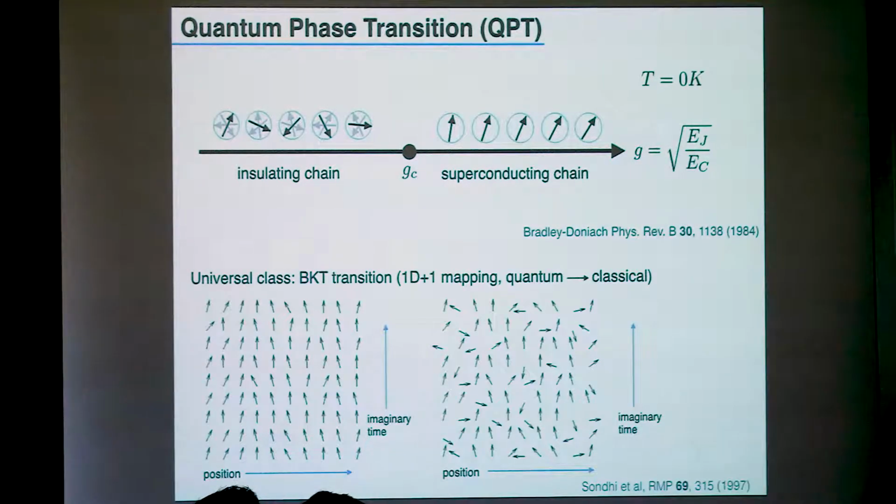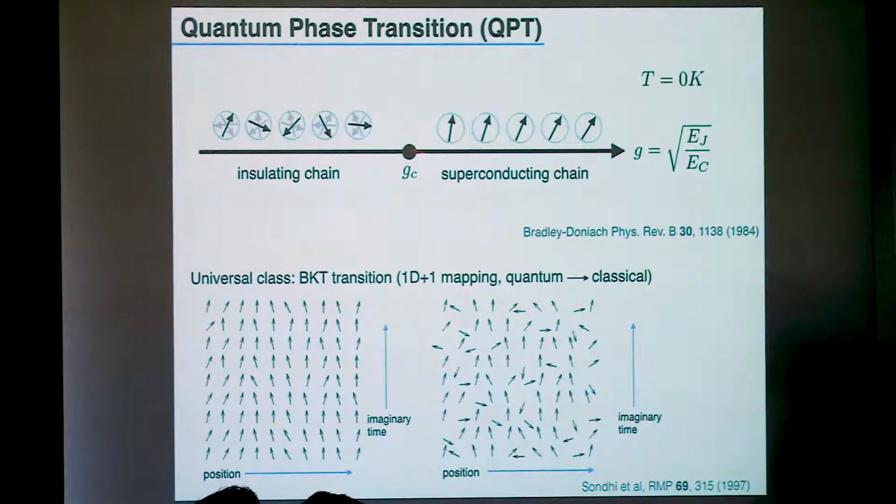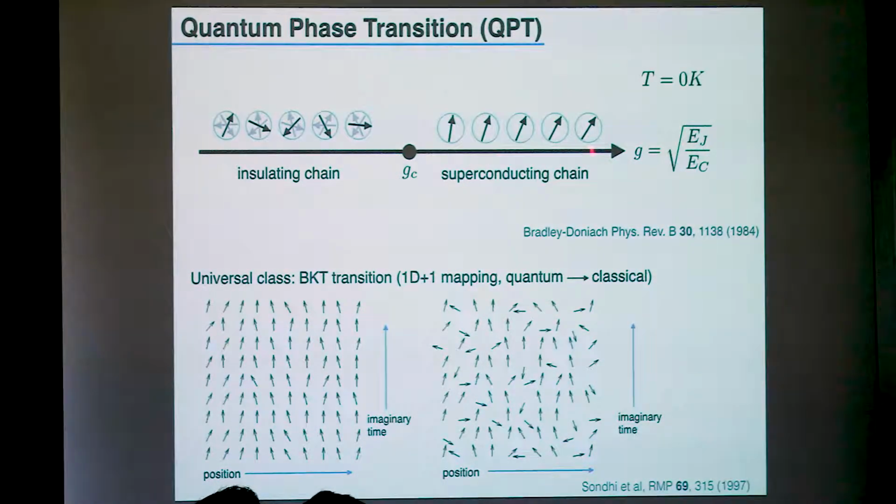Now, this is just to give a more broad context. Indeed, you can characterize this quantum phase transition as a BKT transition by using this theory, which we call the mapping from 1D plus 1 to the classical. In the sense, if you have a quantum one-dimensional system, you can put another axis here corresponding to the imaginary time, beta, which is the inverse of the temperature, and then you have the mapping to a two-dimensional system of interacting spins with ferromagnetic coupling.